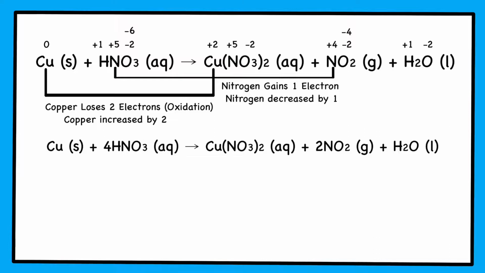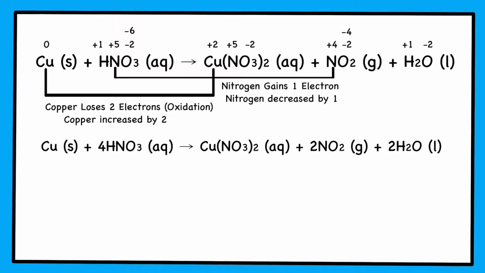Now we have to account for our hydrogen, so we have to put a 2 on the water molecule on the product side so that we can get the balanced equation of Cu solid plus 4 HNO3 aqueous yields Cu(NO3)2 aqueous plus 2 NO2 gas plus 2 H2O.